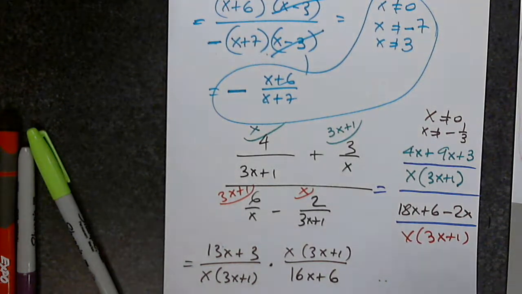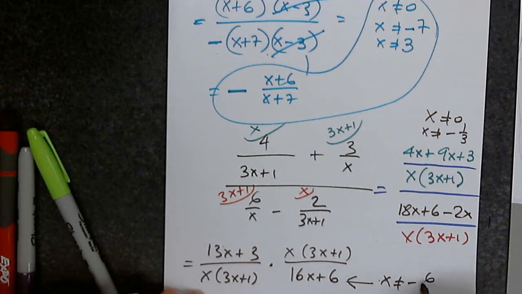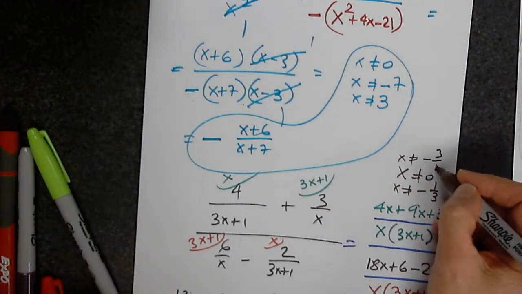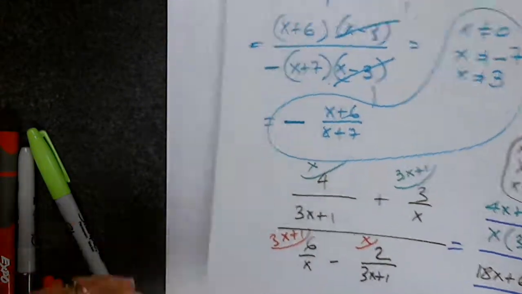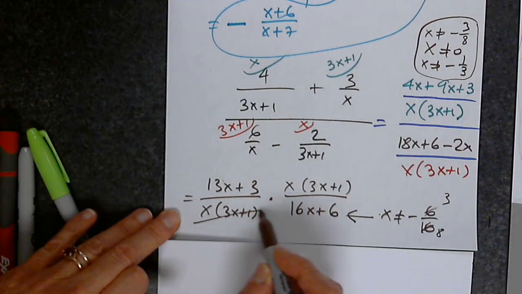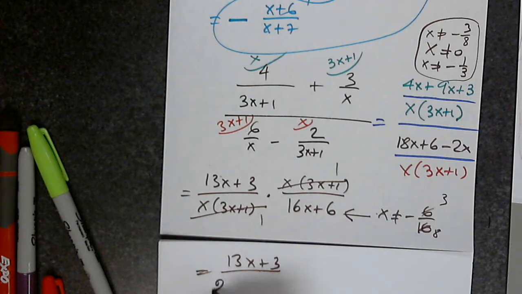I have to add one more restriction from here. Negative 6 over 16. So x cannot be negative 6 over 16 or 3 over 8. Simplify by 2. So x cannot equal negative 3 over 8. And now I can simplify. What can I simplify? The whole thing. And the simplified form is 13x plus 3. You could factor out the 2 in the denominator and write x plus 3. There is nothing else.